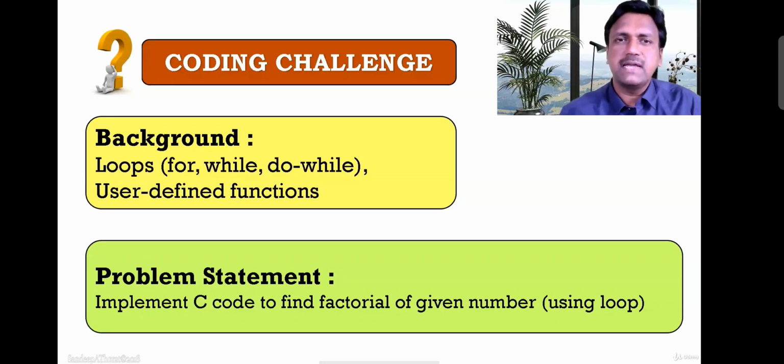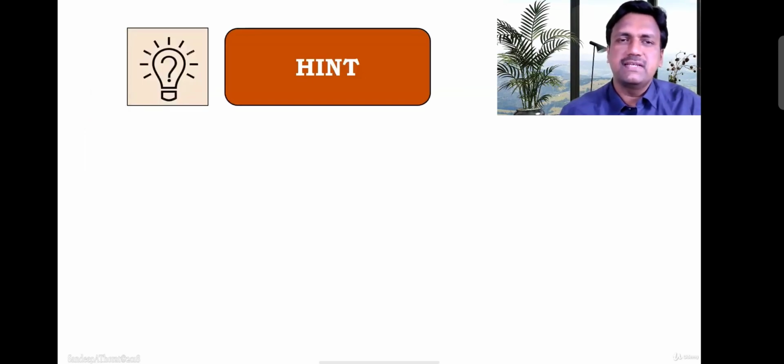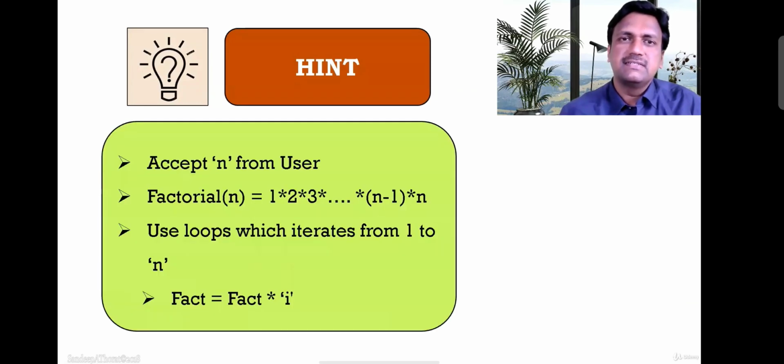And you can use different types of loops for the implementation. Let me give you some hint about the implementation. So you have to accept the number n from the user. The formula to calculate the factorial is pretty straightforward. That is the multiplication of all numbers from 1 to n. So we have to use this formula for the implementation. You can use a for loop that will iterate all numbers from 1 to n, and it will do the multiplication of all these numbers. So with this hint, you'll be able to implement the given code in a more interesting way.